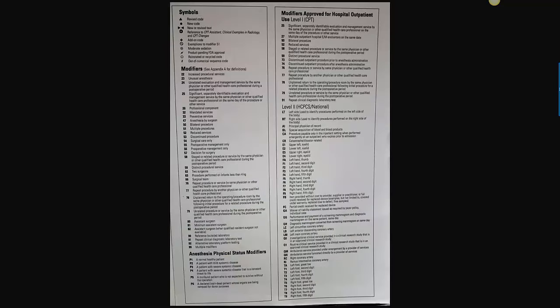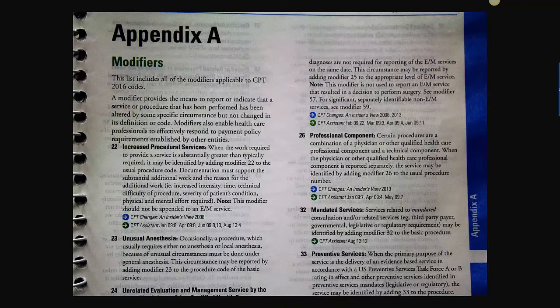In the front page you will see that you have a quick list of your symbols and modifiers. For this course we will only be using this set of modifiers here on the left. There is a full description of each modifier in the appendices towards the back of your book. They will be in Appendix A, as you can see here. You will want to read each description of the modifiers as we cover them through the course so that you can understand why you're assigning them.